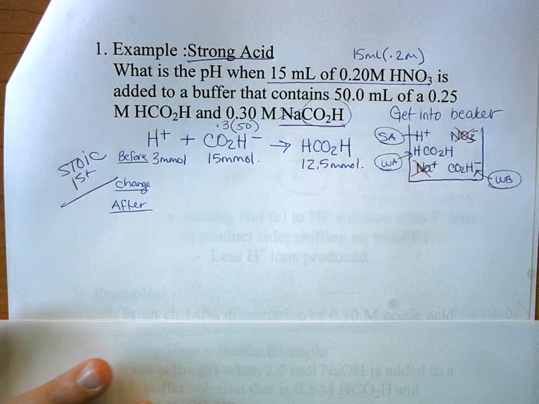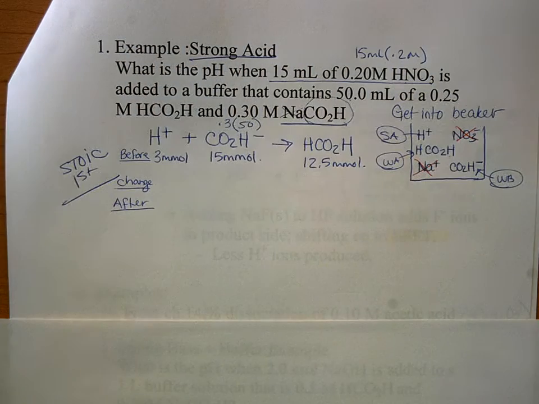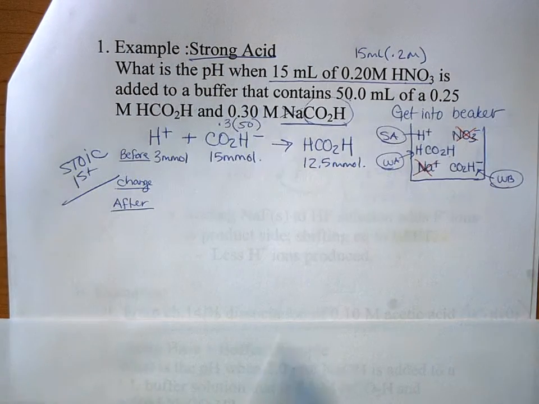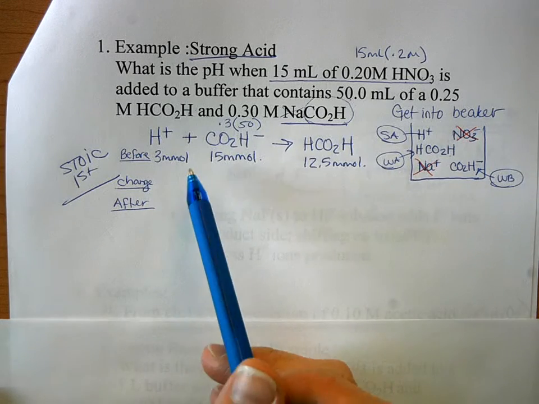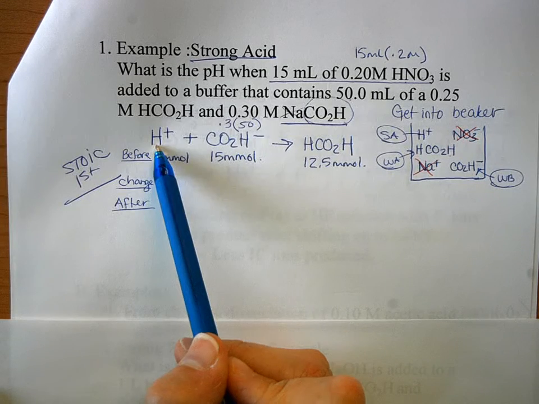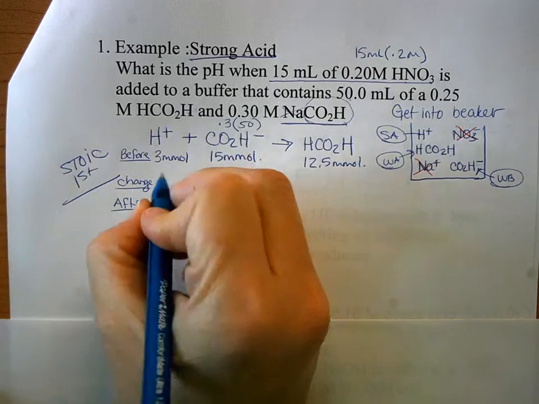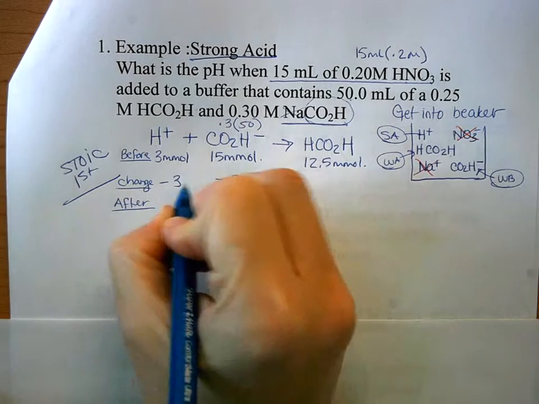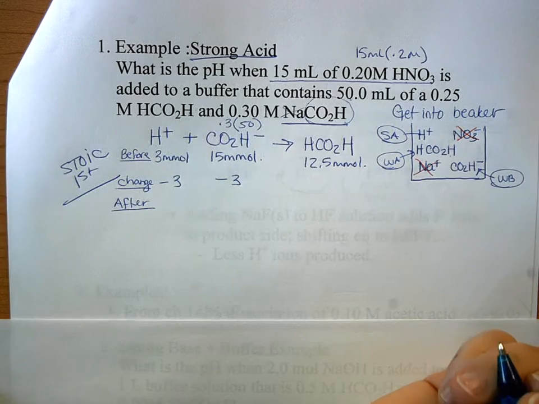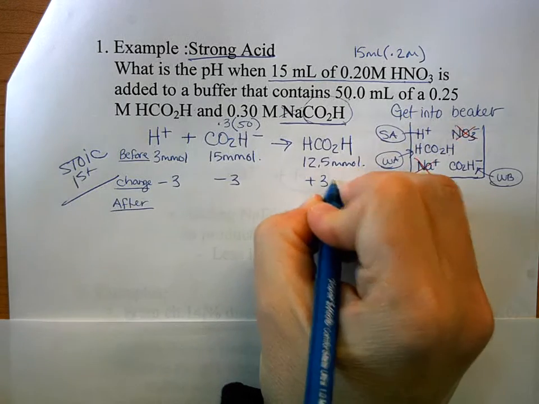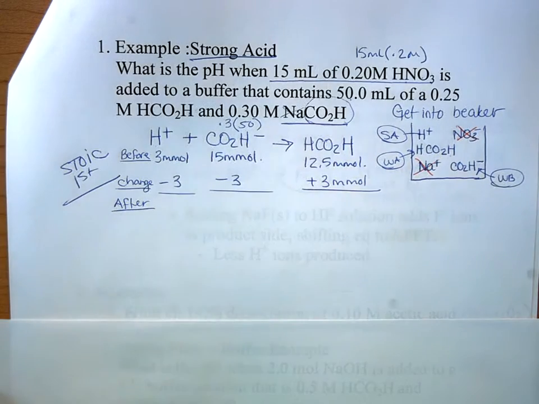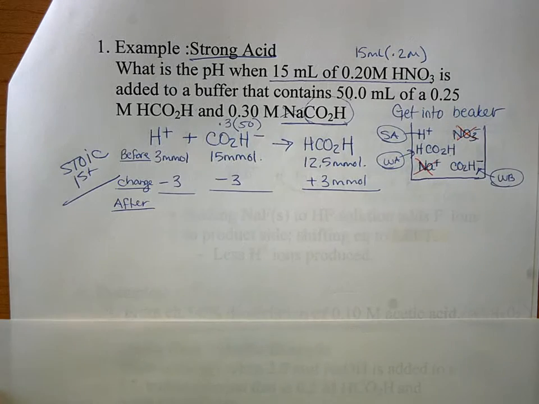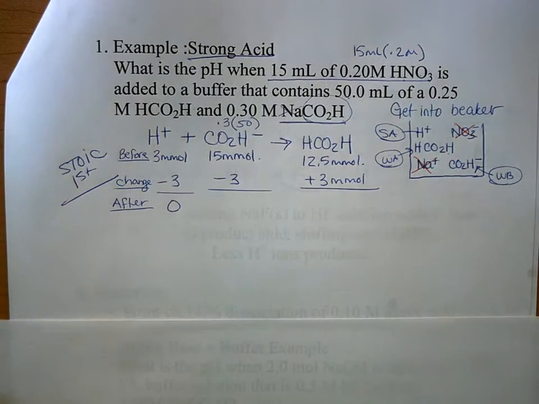Okay, next, this is the stoichiometry part. I need to look at which one gets used up first from the reactant side. And so it's all a 1-to-1 ratio here. So I can see that my hydrogen gets used up first. So I'm going to subtract 3 millimoles from each of the reactant side, add 3 millimoles over here, and it's going to give me how many millimoles I have left of each thing. My hydrogen gets used up, so I've got 0.